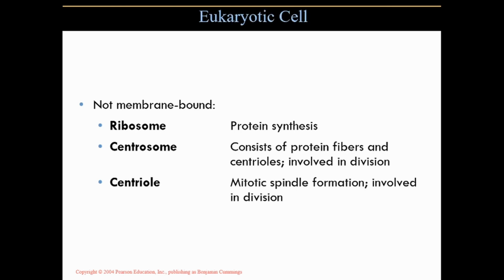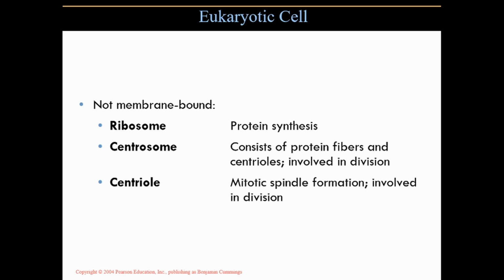There are non-membrane bound structures, ribosomes, which is the site of protein synthesis, which we talked about with prokaryotic cells. This is where the process of translation takes place, where the RNA is read and amino acids are then brought into the ribosome. The centrosome is involved in cell division, and it consists of protein fibers called spindle fibers and these other structures called centrioles. It's an area where the spindle fibers will form and then reach out and grab the chromosomes or the chromatids and then pull them apart during the process of mitosis and meiosis.